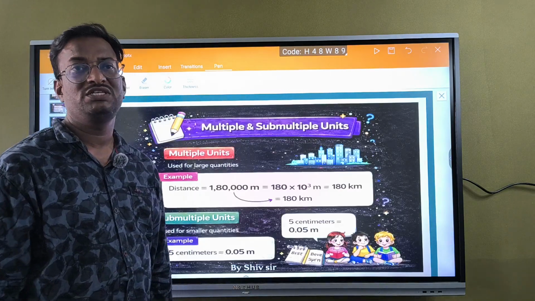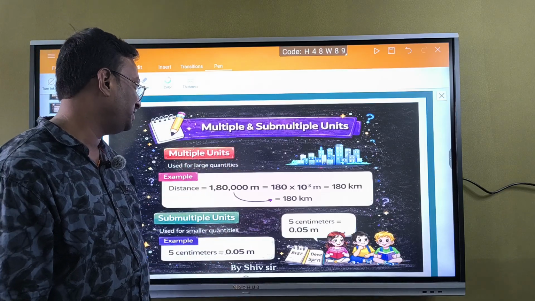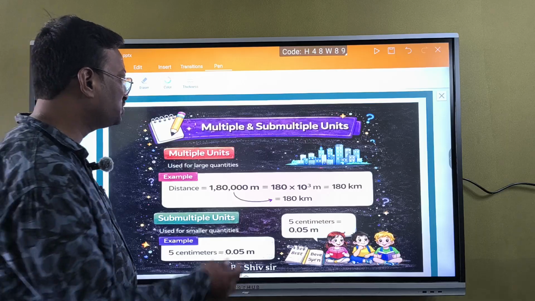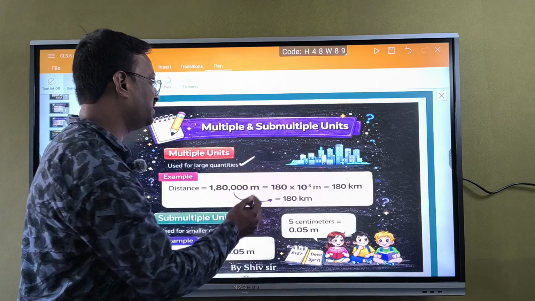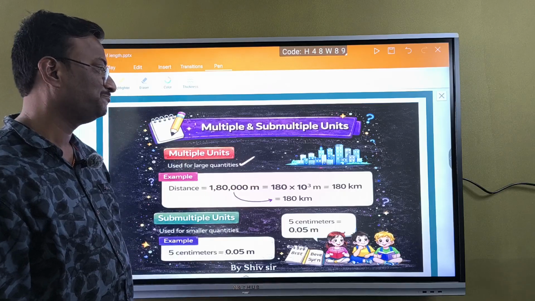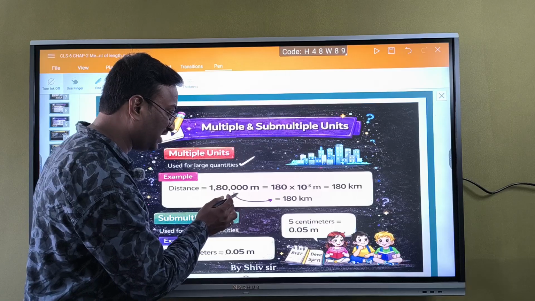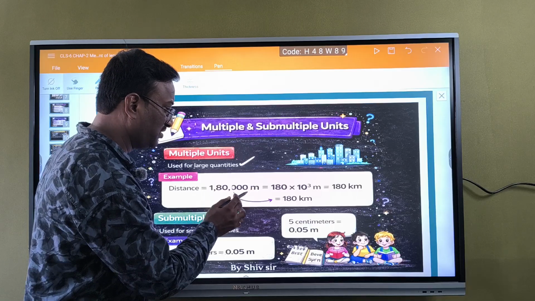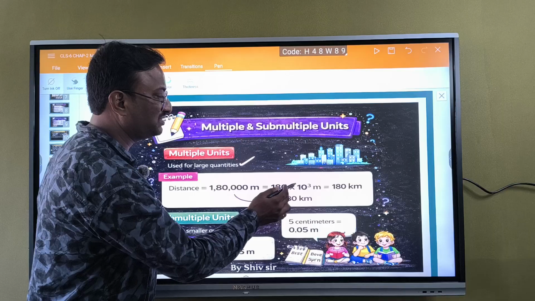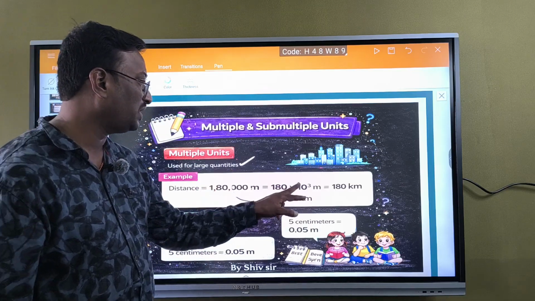Alright children, so these are the few rules. Now we go for what are multiples and submultiple units. Multiple units are those which are used for larger quantities. For example, distance 1,80,000 meters. 1,80,000 can be written as 180 into 10 power 3. How many zeros we left? That many zeros is the power of 10. So 180 into 10 power 3.